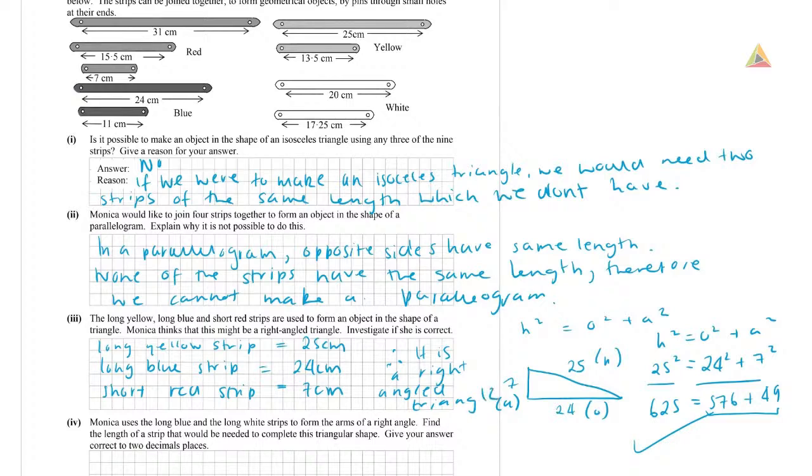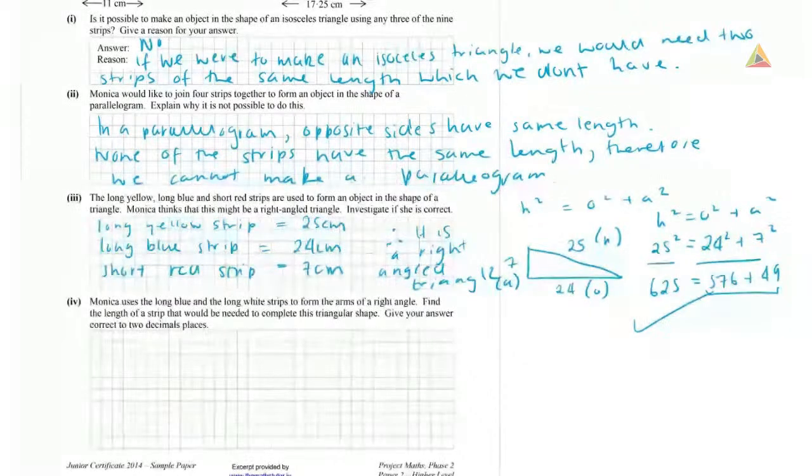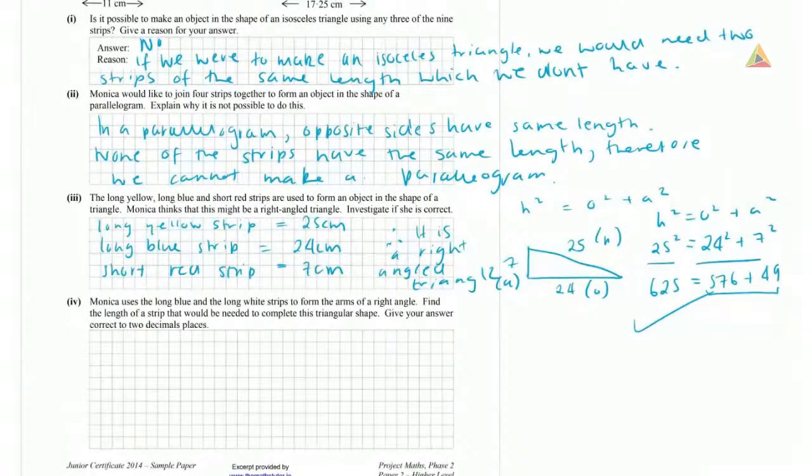Okay, so we're on to part 4 now. This is the last part. So Monica uses the long blue and long white strips to form the angles of a right angle. Find the length of the strip that would be needed to complete this triangular shape and give your answer correct to 2 decimal places. Okay, so the long blue strip has length 24. So we got that from before. So the blue strip is 24 centimeters.